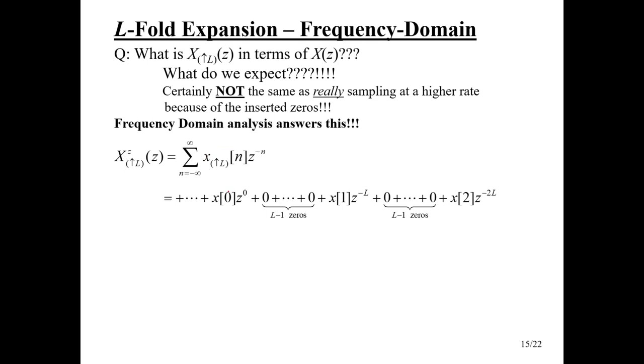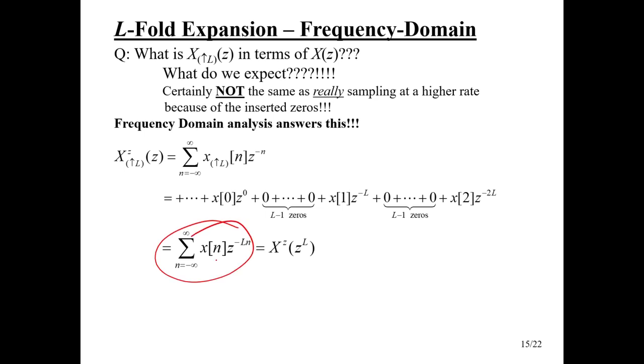So when n is equal to 0, I get x of 0 and z to the 0. And then when n goes to 1, I get a 0, because that's the first 0 stuffed in. And there's another 0. And I get L-1 zeros. And then finally, when I get to n equal to L, well, that maps me back to the original x of 1, but this becomes z to the minus L. And then a bunch of zeros, and then x of 2 with z to the minus 2L, and so on and so on. And so I can just write that out this way.